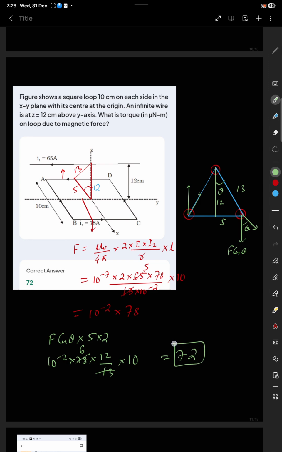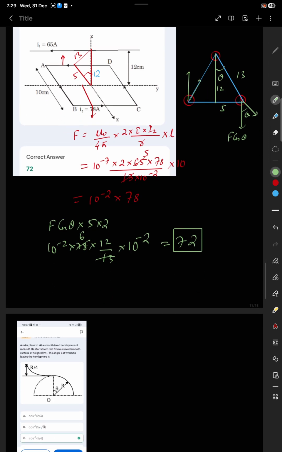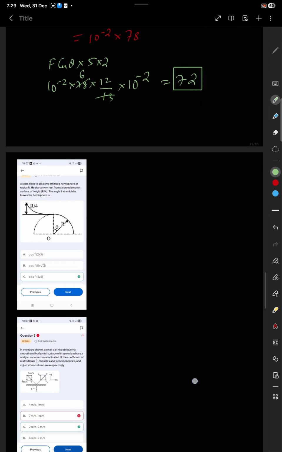Just make sure that these units are okay. This one will not be 10, this one will be I think 10 into 10 to the power minus 2, because these are given in centimeter. So just make sure that the units are given right, otherwise the approach is this one. Okay, now to the next question.